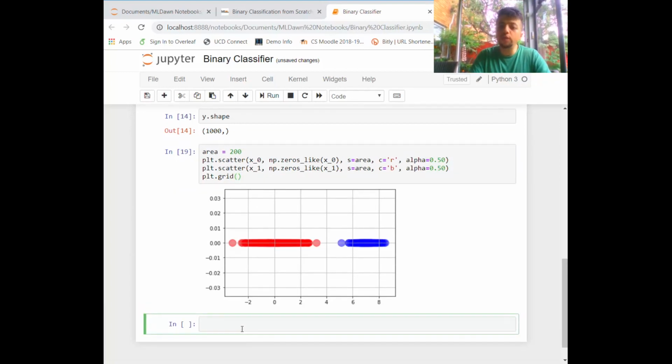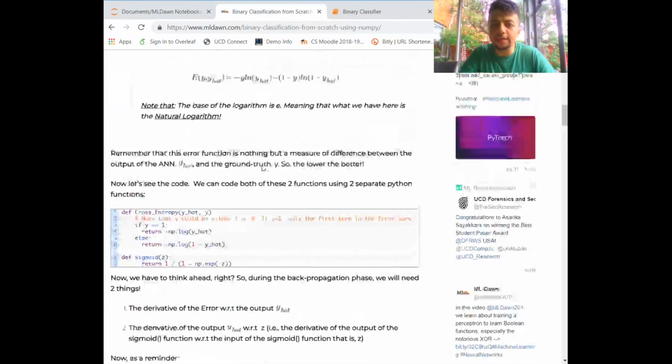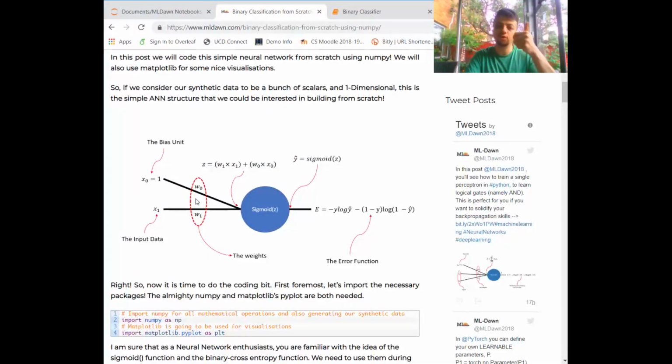Perfect. So now we see the data, right? Now the next part is to actually build our neural network, meaning that we have to start with the weights. Now if you look at here, our weights in this perceptron, we have just two values, W0 and W1. Each one is a scalar. And we tend to randomly initialize our weights, but remember that we tend to initialize them as a very small value. And the reason is we want Z initially to be very small value.